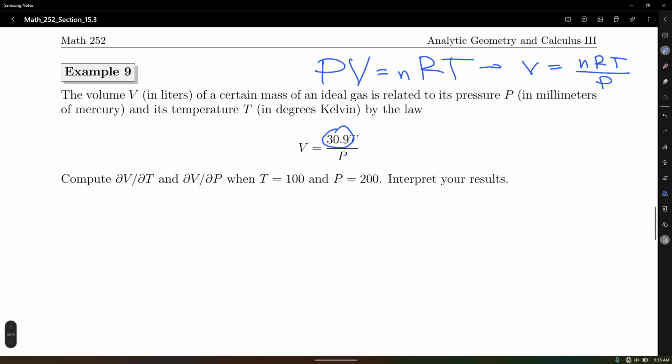So in a similar way, we're getting the slopes in the x direction and the slopes in the y direction, but for the application it is the slope in the temperature direction and the slope in the pressure direction. In other words, the rate of change of the volume with respect to the temperature when holding the pressure constant, and the rate of change of the volume with respect to the pressure when the temperature is constant.